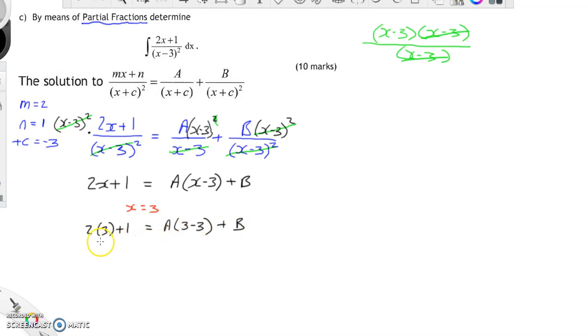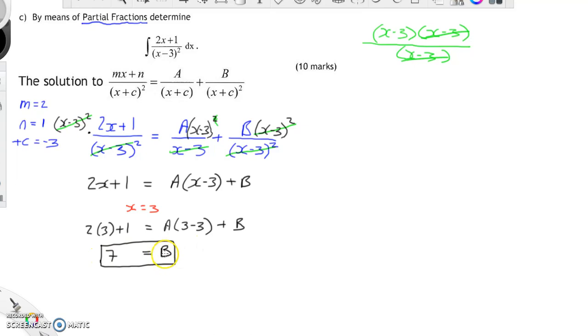And that'll become 2 times 3 is 6, plus 1 will be 7 equals, and A will be multiplied by 0, because 3 minus 3, do what's in the brackets first, 3 minus 3 is 0, A times 0 is just 0, so 7 equals B, or B equals 7. So we have figured out our value for capital B, or big B.